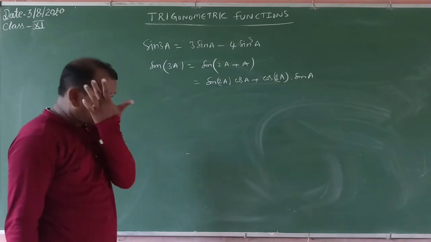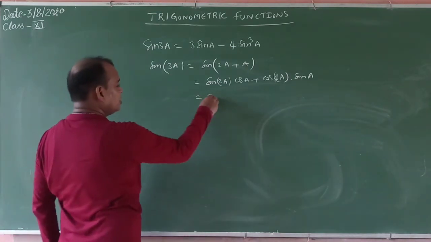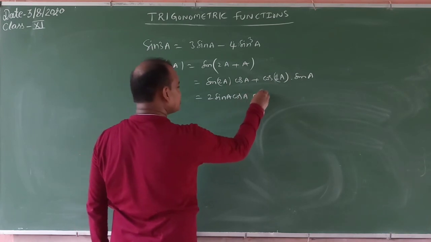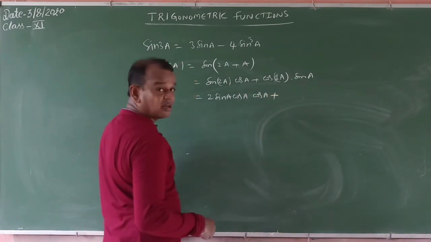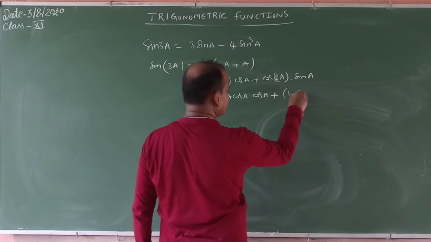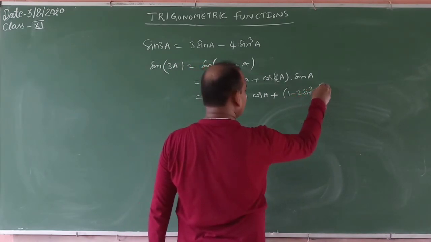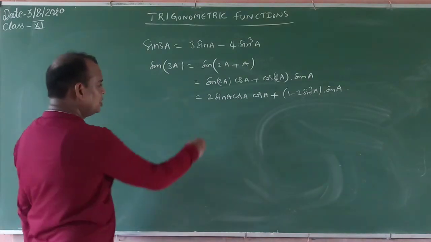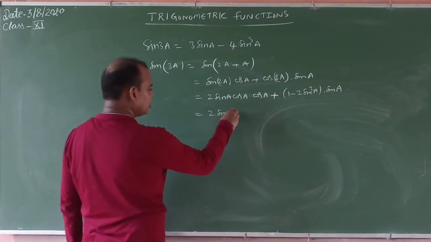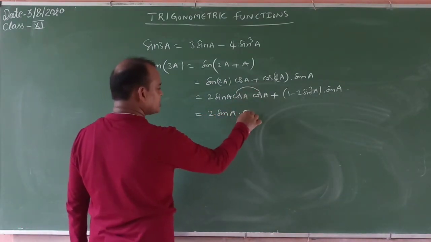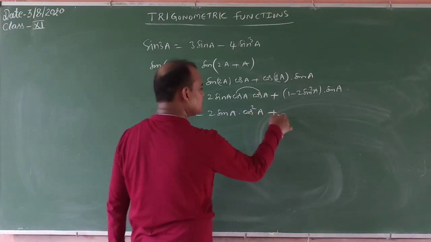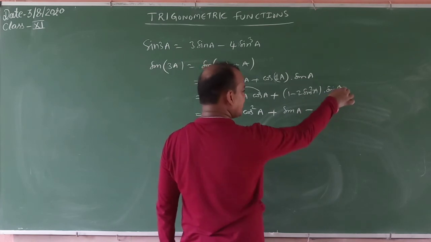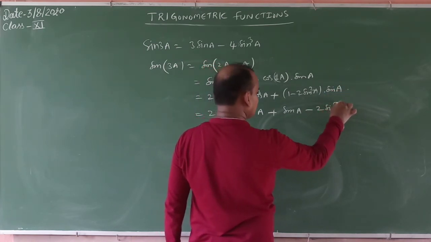Understood? Apply the formula, sin 2a formula: 2 sin a cos a into cos a, plus cos 2a formula. Cos 2a formula is 1 minus 2 sin square a, into sin a. Here 2 sin a cos a into cos a, cos square a, plus 1 into sin a minus 2 into sin square a into sin a, 2 sin cube a.